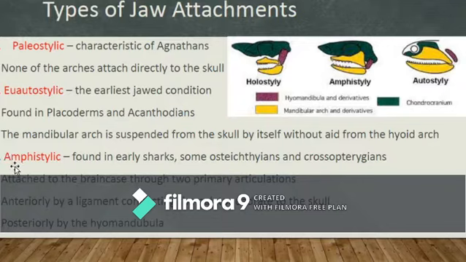Amphistylic is found in early sharks, some osteichthyans and crossopterygians. They attach to the brain case through primary articulations: anteriorly by a ligament connecting the palatoquadrate to the skull, and posteriorly by the hyomandibula. The red portion is the hyomandibula, the green portion is the chondrocranium, and the yellow one is the mandibular derivatives and its arch.